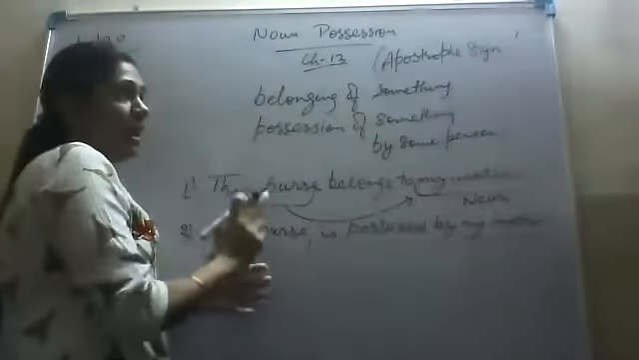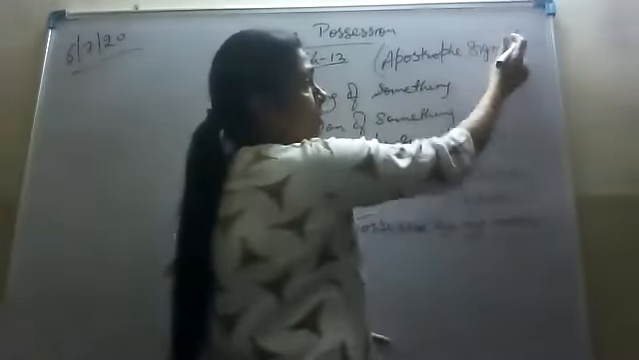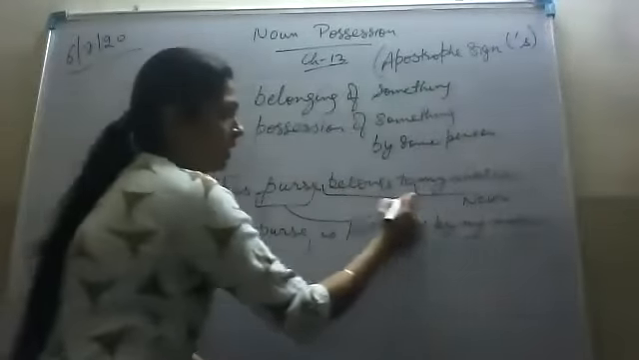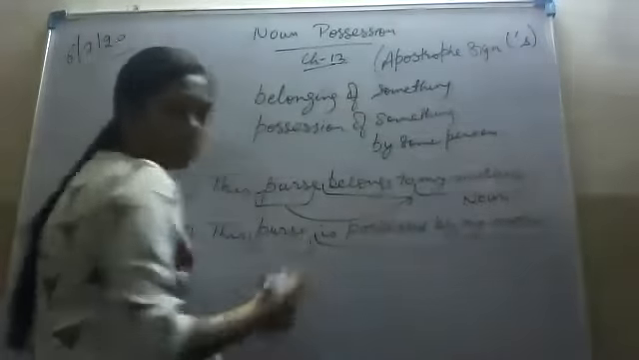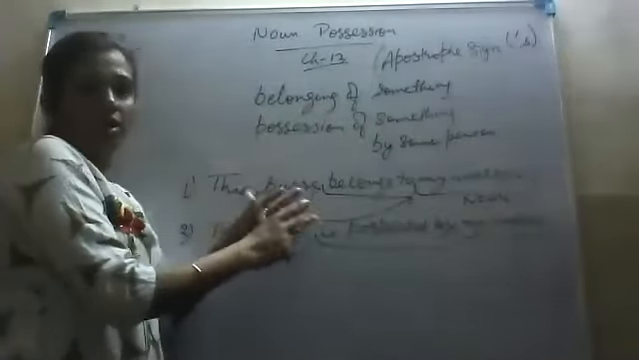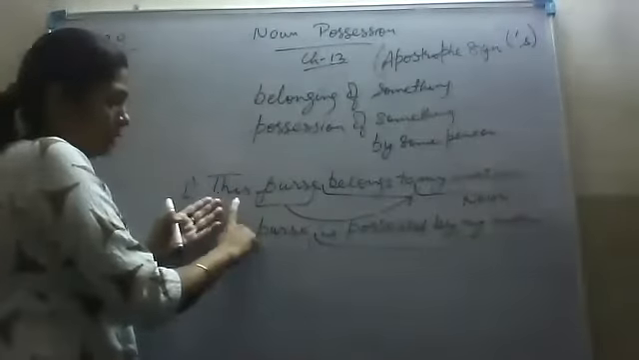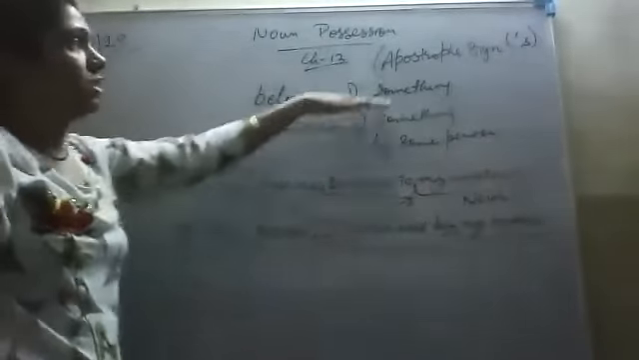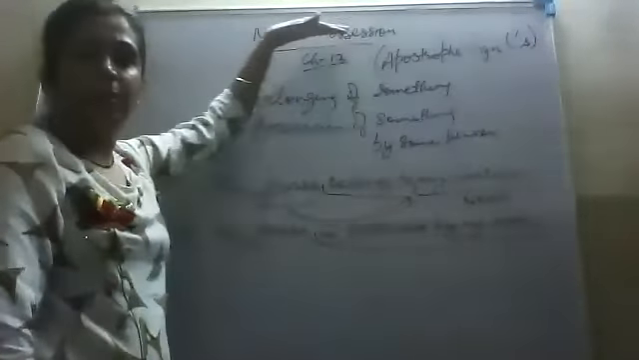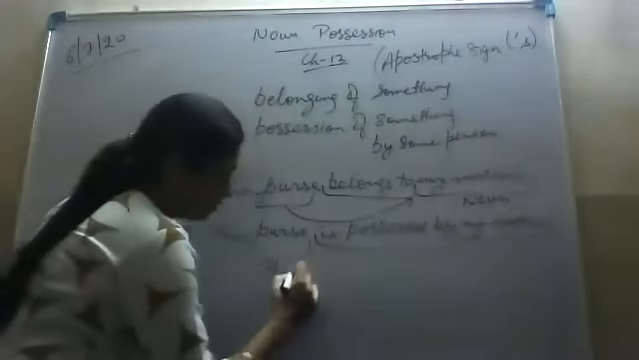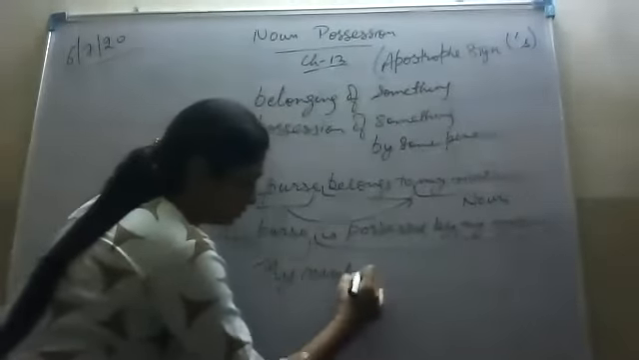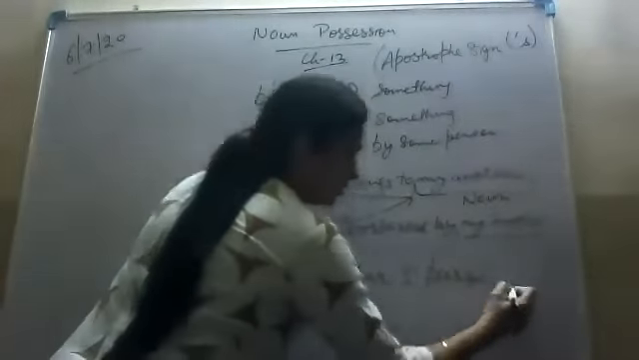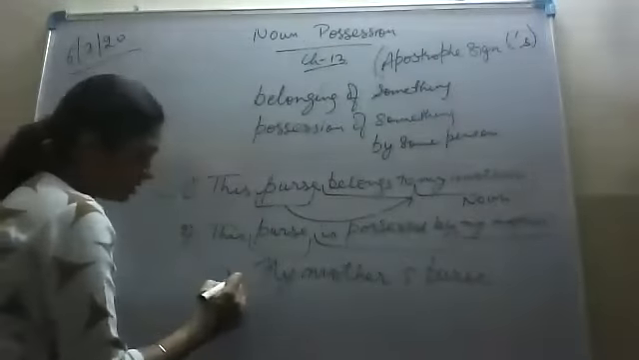Is it clear? This is the apostrophe sign, and we add s, which shows belonging to, is possessed by. So when we look at the first sentence, this purse belongs to my mother, and we want to express it using the apostrophe sign showing the possession, we will write it as my mother's purse.